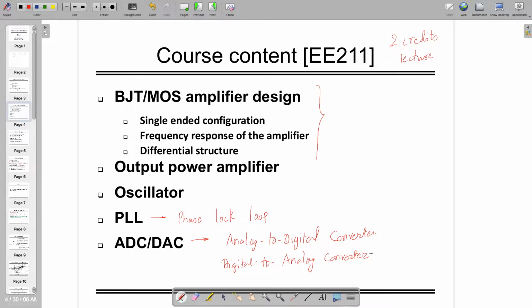So these are the topics which we are going to study in this course. And maybe using these many things, you can design something as a project, right? By the way, does anybody know what an oscillator and a PLL are? What is the use of an oscillator and a PLL? Any guess?